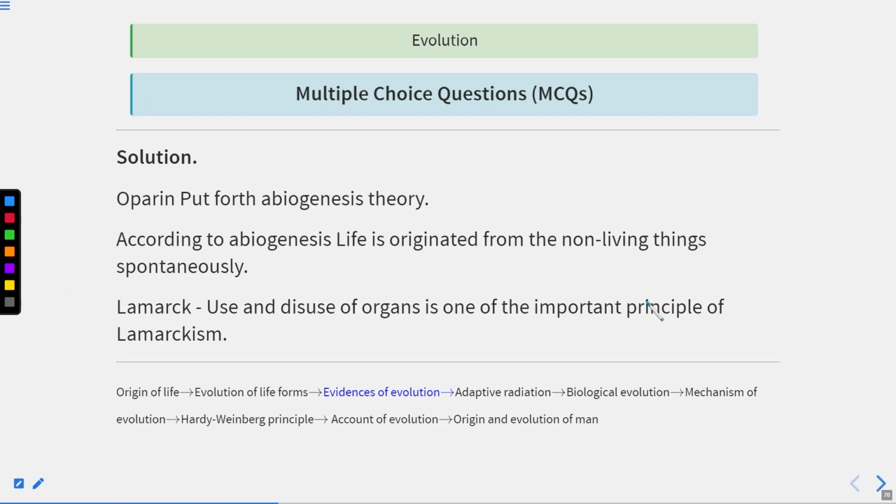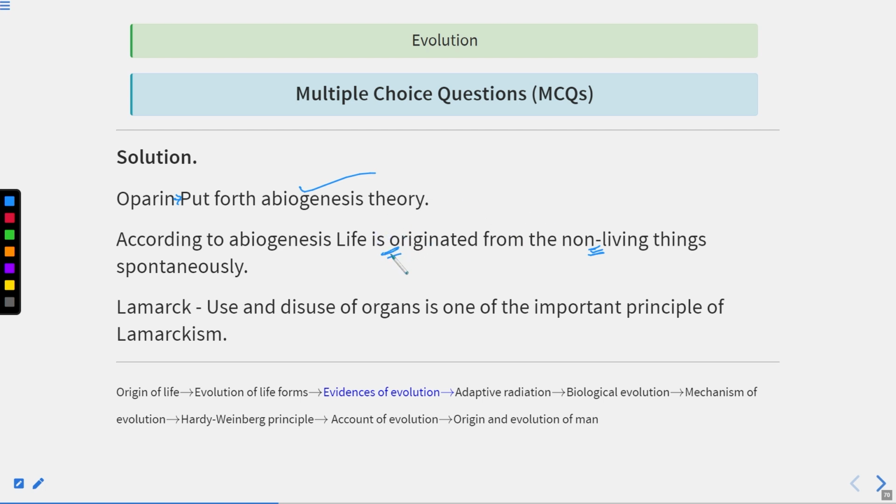Okay. Oparin and Haldane gave the abiogenesis theory, which says that life originated from non-living things. So I've already given you the example. They said that living organisms such as flies and maggots were generated or evolved from what?